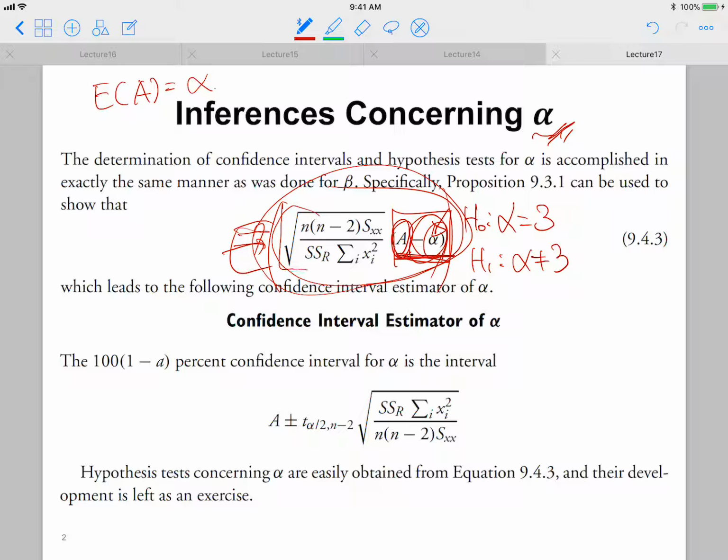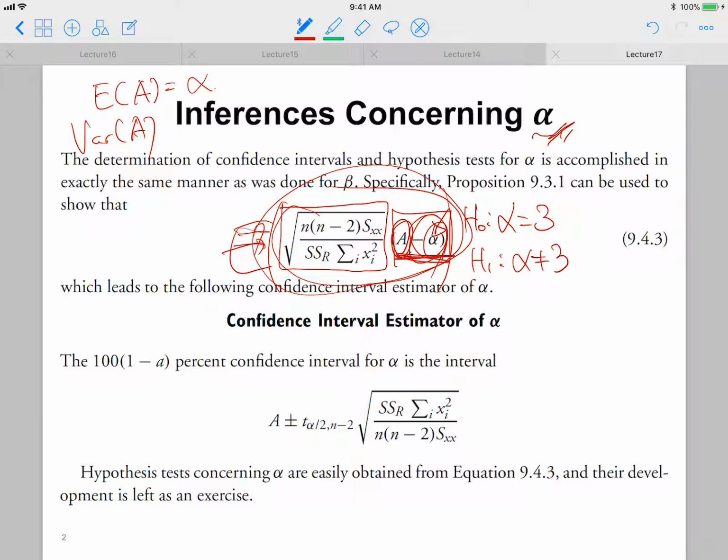And then as you can see, where is this guy coming from? That would correspond to the variance or the standard deviation of our estimator A, right?